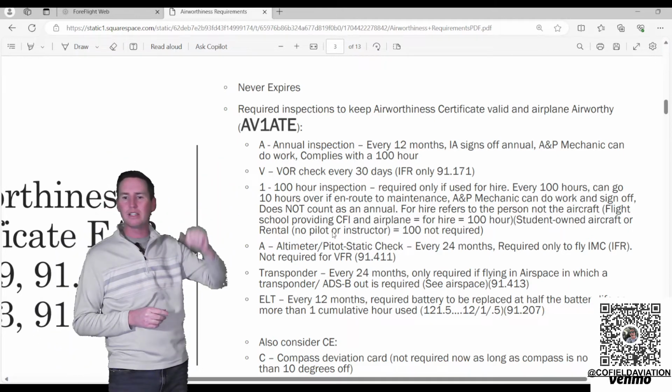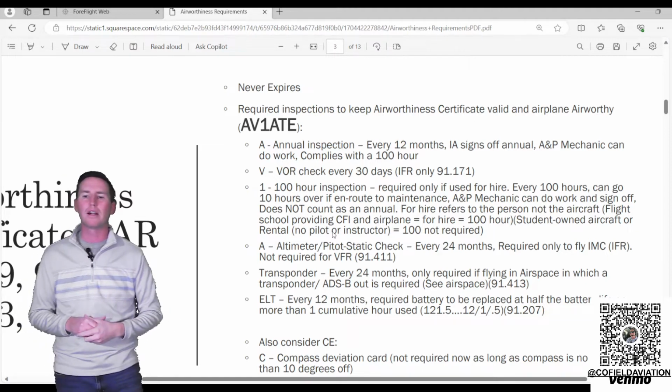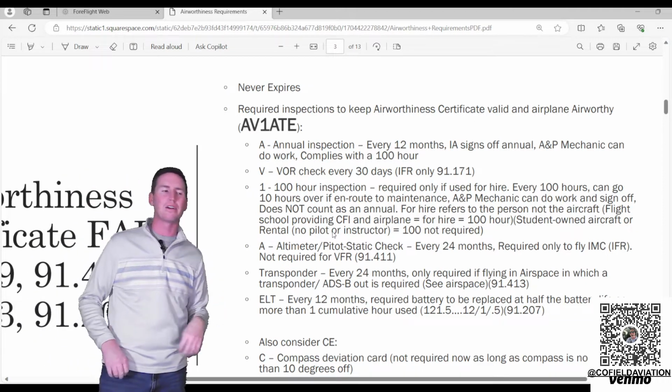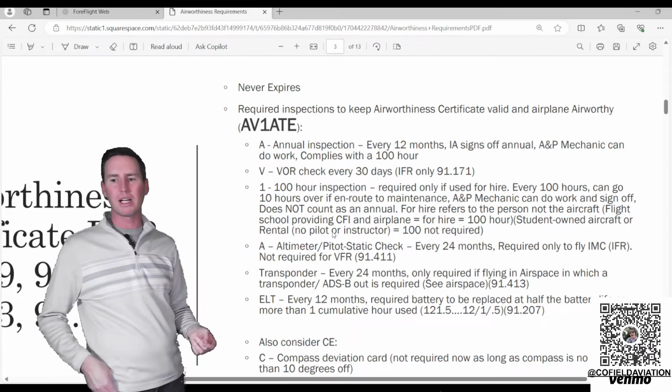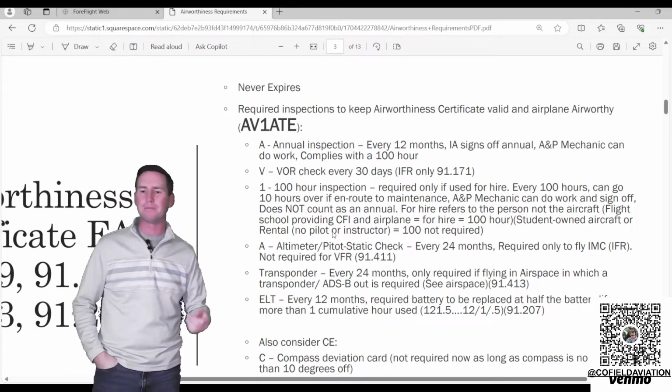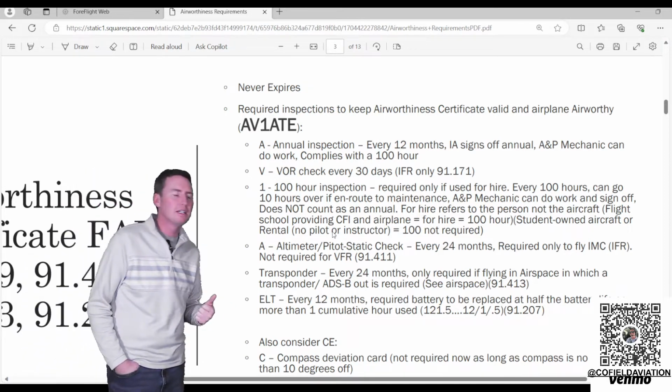The one here is a 100-hour inspection. The 100-hour inspection is only required if used for hire. And here is the term for hire. We're going to break it down and explain it a little bit. But the 100-hour inspection is due every 100 hours, all right?